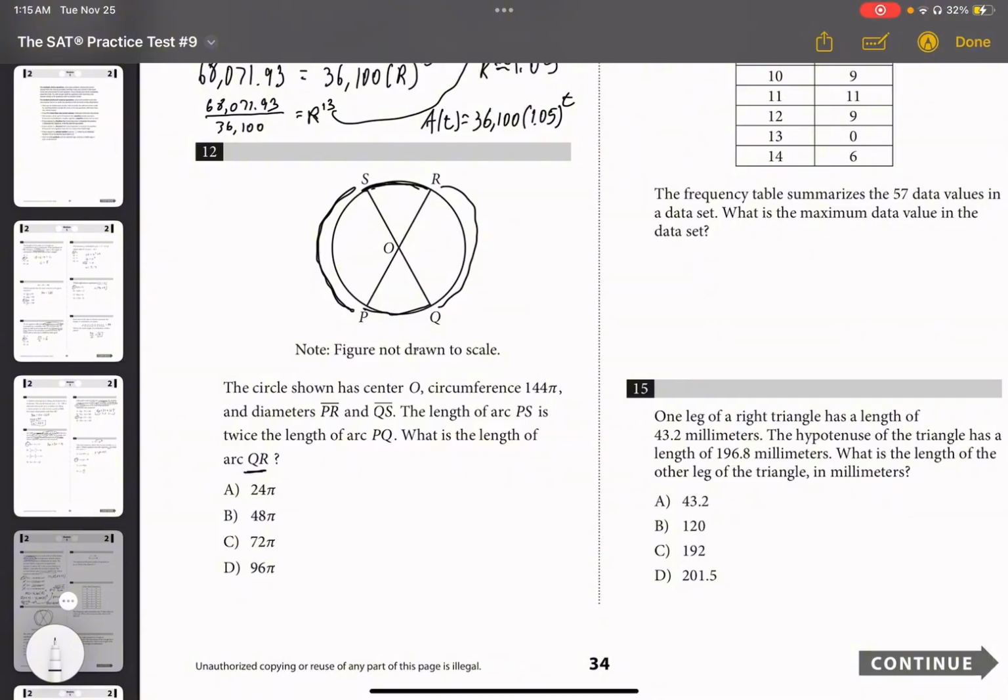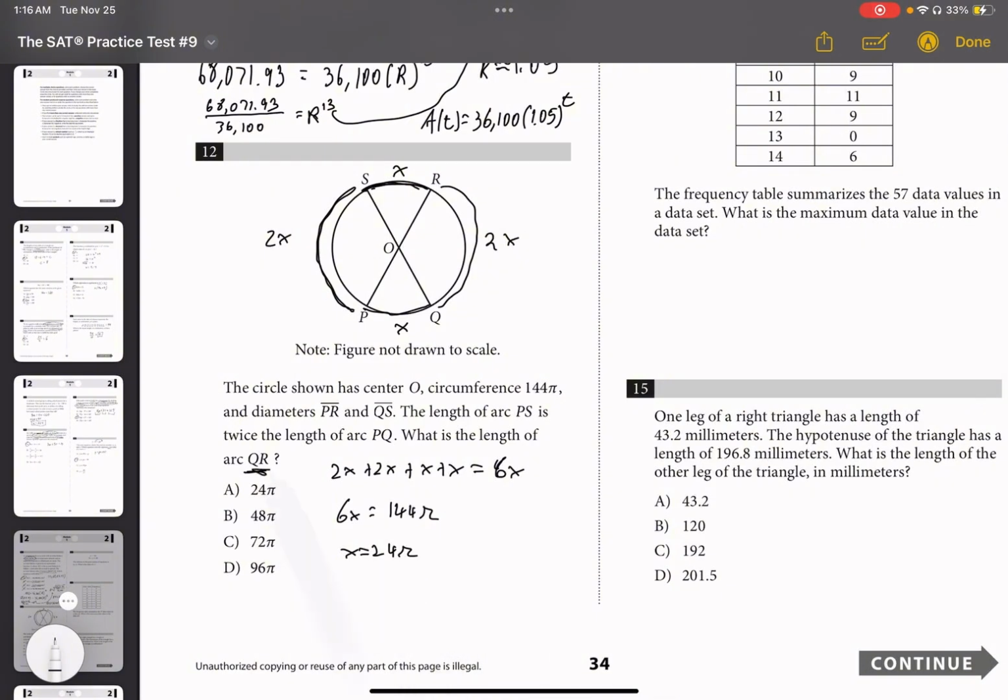So we know that PS is twice the length of PQ, so we'll just call this 2x and 2x, and we'll call this x and x. So we know that 2x plus 2x plus x plus x is equal to 6x, and we know that 6x is equal to the circumference, which is 144 pi. Now dividing 144 by 6, we get x is equal to 24 pi.